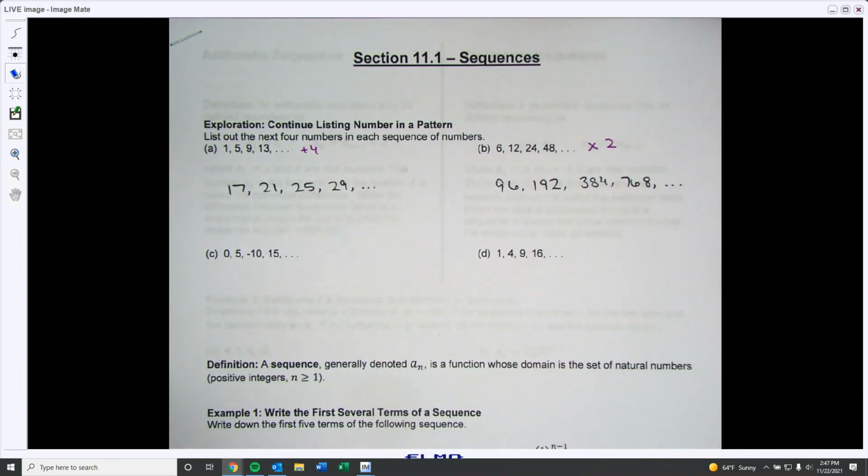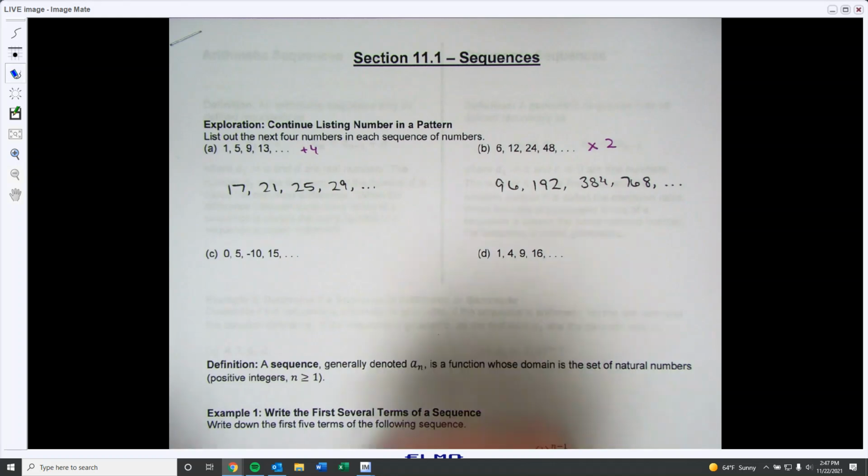So far we've seen that we can add a number, and we now see that we can multiply by a number. Okay, so now let's take a look at a couple that are a little bit more interesting. So for C, we start with 0, and then we go to 5, and then negative 10, and then 15. So I do see the numbers are changing by 5 each time, but that negative 10 throws a little bit of a kink in here.